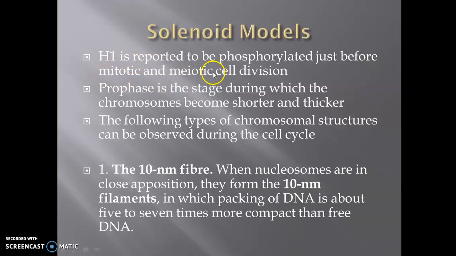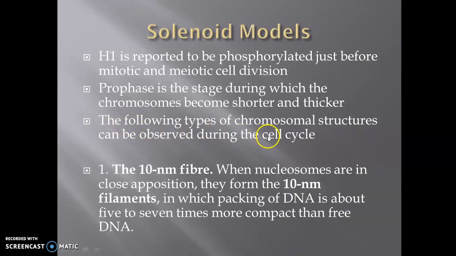The H1 is reported to be phosphorylated just before mitosis and meiotic cell division start. So before it, the H1 is reported to be phosphorylated for more compaction of the chromosome. Prophase is the stage during which the chromosome becomes shorter and thicker.